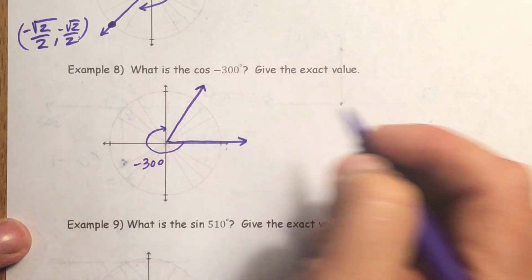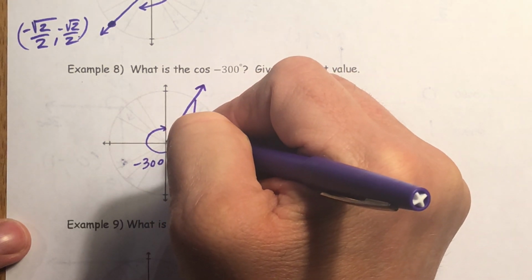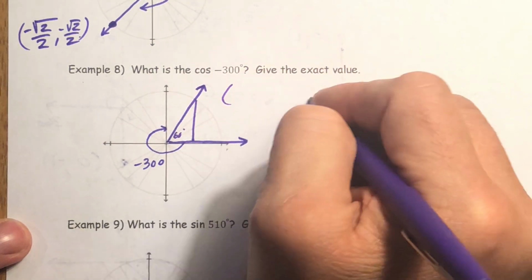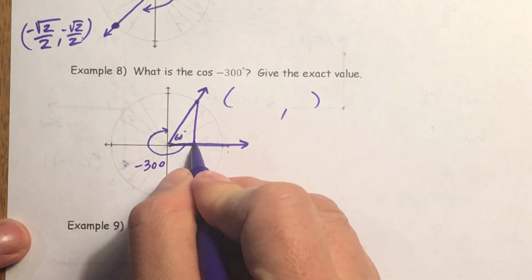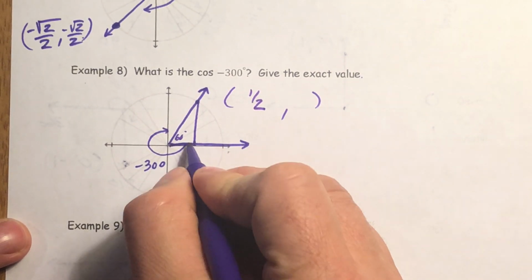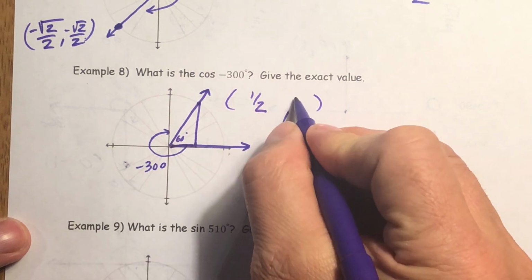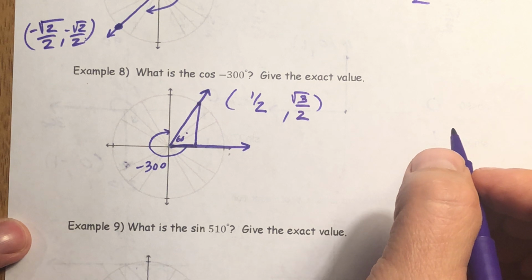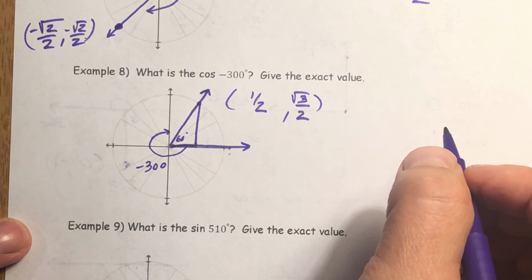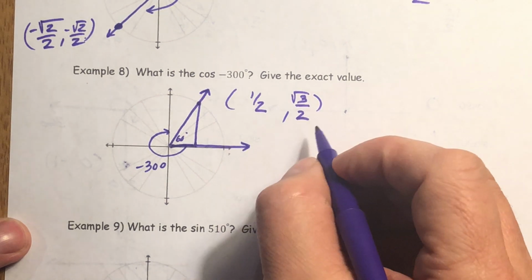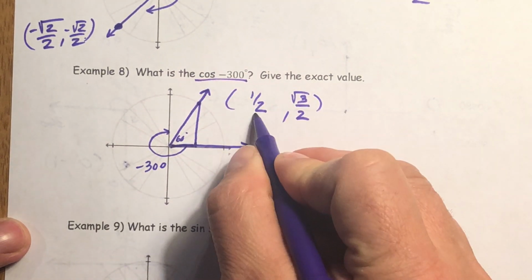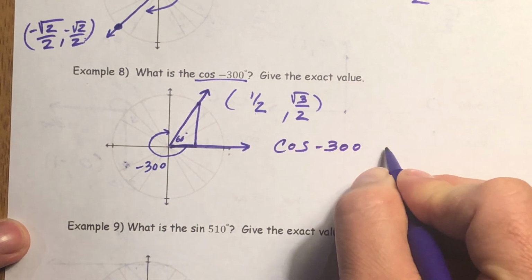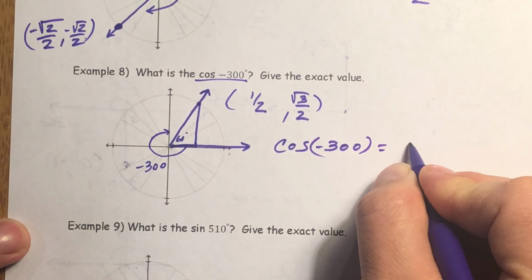This is negative 300. So if I drop down that reference and make that reference angle, that's going to be a 30, 60, 90, right? This is the shortest leg, so that's 1/2. And then the second longest leg is the root 3 over 2. What's the exact value of the cosine? The cosine is the x. So the cosine of negative 300 is equal to 1/2.